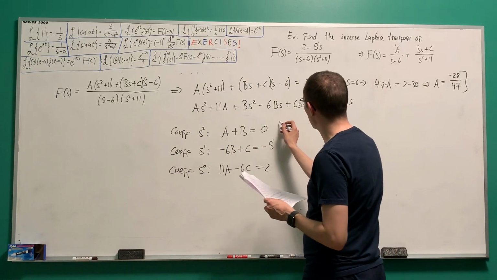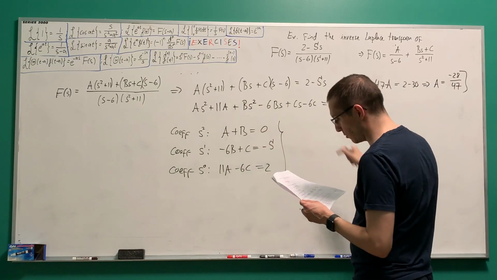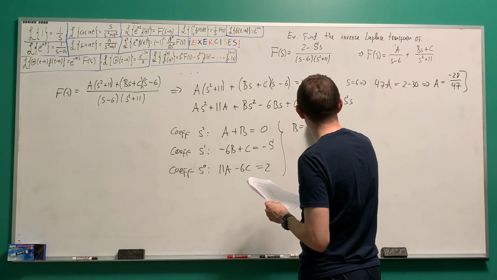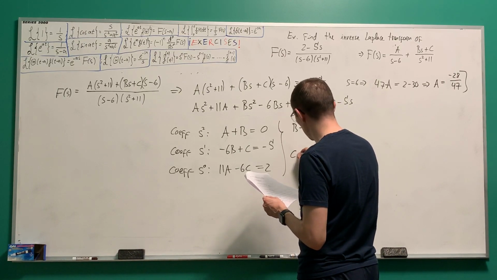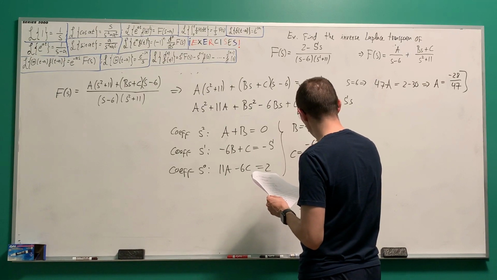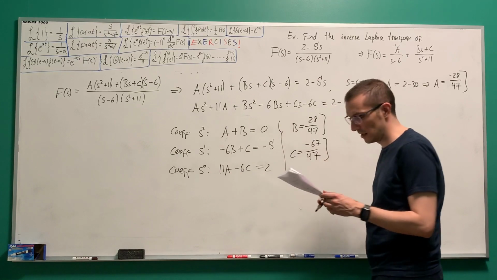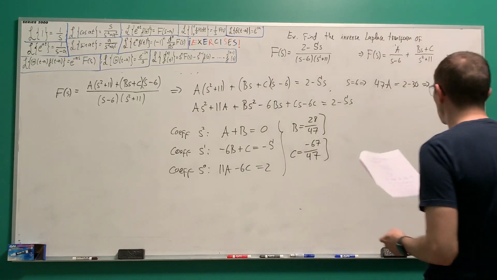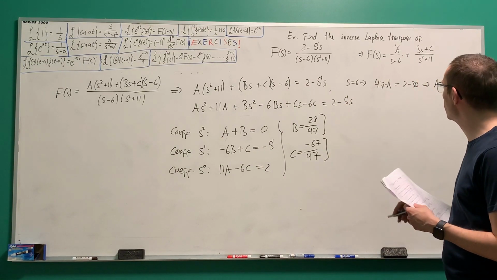All right, this is a system of equations. Actually, we already know a. We can substitute. A is equal to minus b. So we get very quickly that b is equal to 28 divided by 47. And then finally, c gives you minus 67 divided by 47. All right, so those are the simple fraction coefficients. So let's write f of s in terms of the simple fractions.